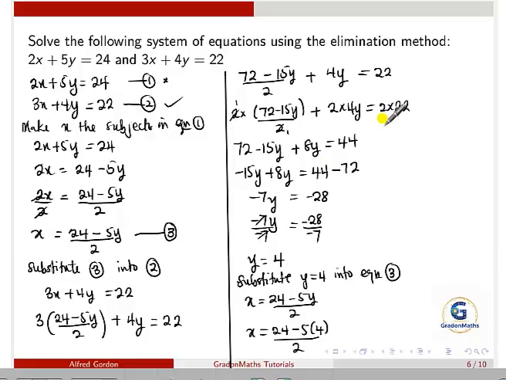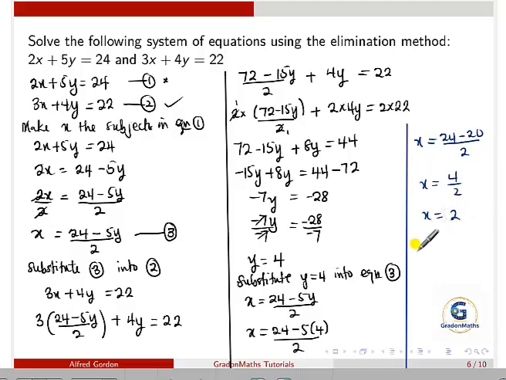So let me make a space for ourselves somewhere here and then complete our task. Okay, so to complete our task, now we have x is equal to, now we have a 24 minus 5 by 4 to give us 20, all on 2, and we have x is equal to 24 minus 20, which is 4, divided by 2, and x is equal to 2. So we can conclude by saying that x is equal to 2 and y is equal to 4.